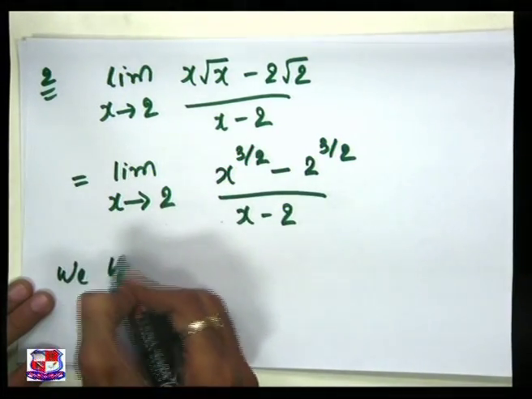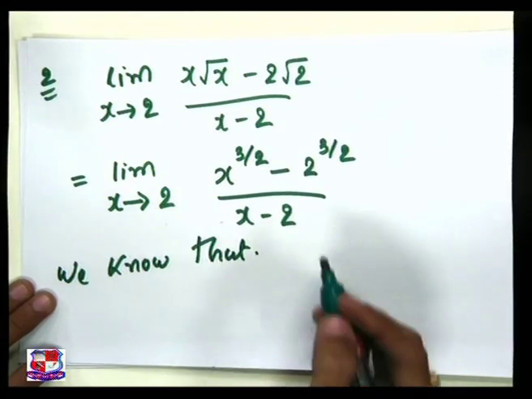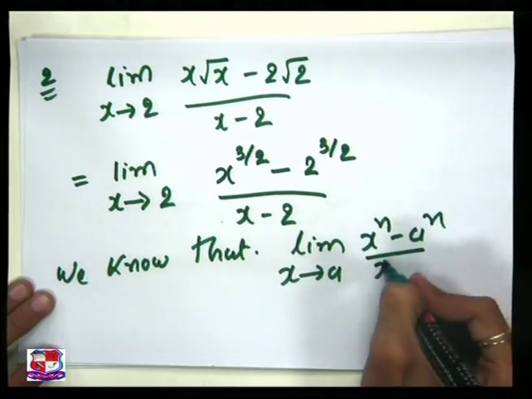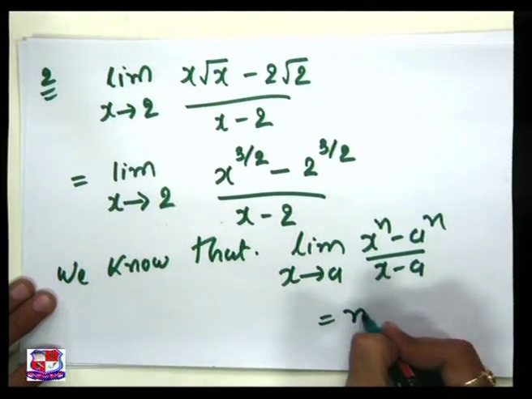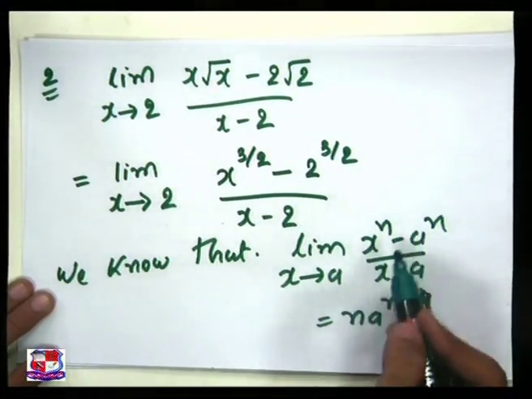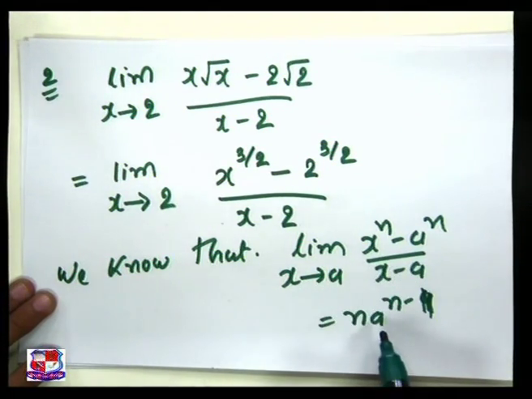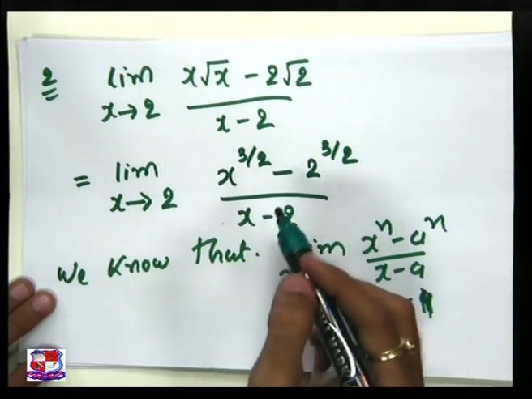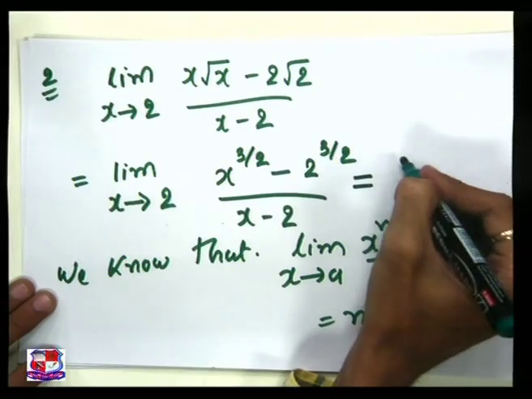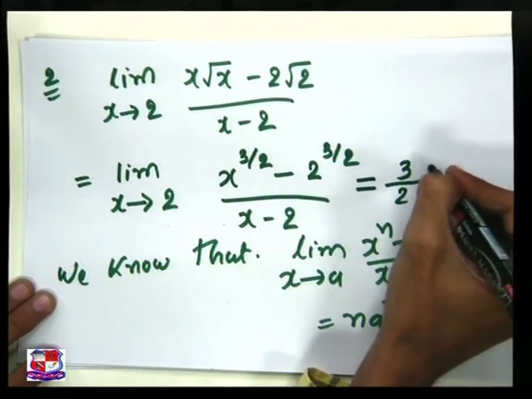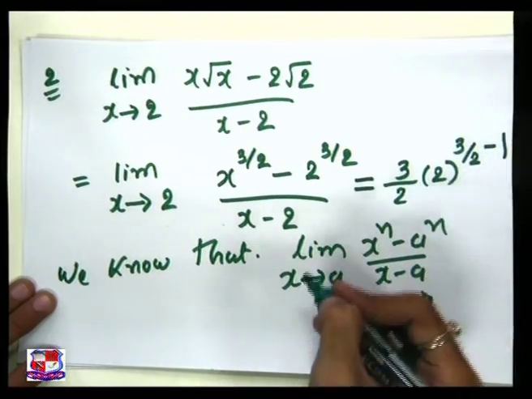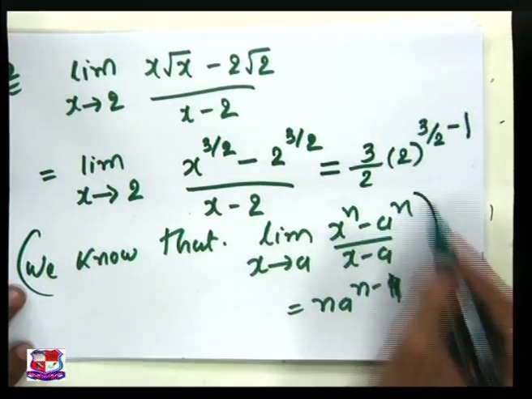And we know that limit x tends to a, x raised to n minus a raised to n upon x minus a, that is equal to n a raised to n minus 1. So this is the formula: x raised to n minus a raised to n upon x minus a, limit x tends to a, that is n a raised to n minus 1. So in this case, we have a is equal to 2, n is equal to 3 by 2, and a raised to n minus 1 is 2 raised to 3 by 2 minus 1. We are going to use this formula.